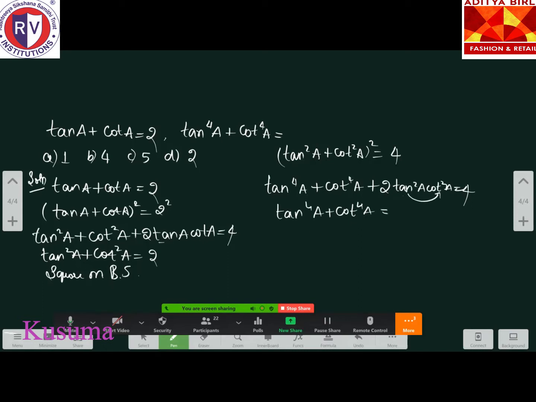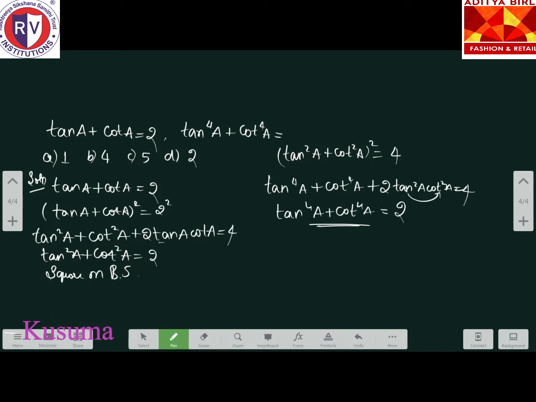Let us take the 2 to RHS. So it will be 4 minus 2. That will give you 2. So the value of tan⁴A + cot⁴A is equal to 2. Whenever tan A + cot A is equal to 2, we get tan⁴A + cot⁴A equal to 2. Okay, so this is one method.